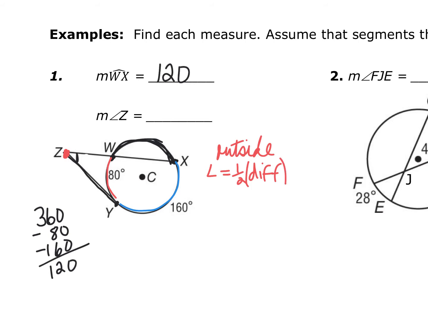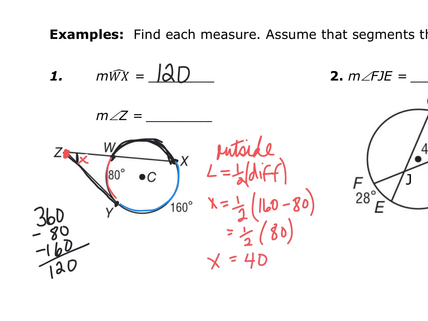All right, so we have our angle. We'll call it X. X is equal to half of the big arc. And the way we find our arcs is we're going to follow the angle till it intersects the circle. And here it intersects twice. So we have this arc and this arc. And we do the big arc minus the small arc. So we're going to take 160 and subtract 80. So we get 1/2 of 80, which is 40 degrees. So the measure of angle Z is 40 degrees.